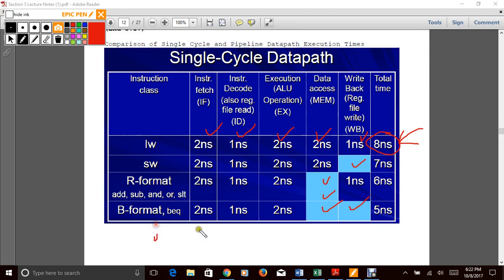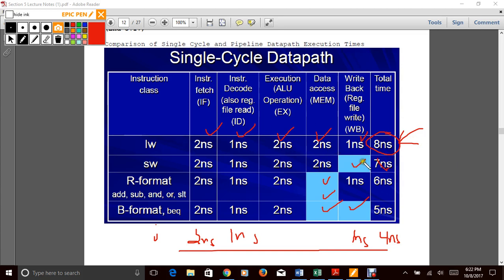For example, jump: you need to do the 2 nanoseconds of instruction decode. We don't do the execution stage. All we're doing is writing back, which takes 1 nanosecond. So the shortest one is 4. However, we have to use the same machine, so in this case it requires 8 nanoseconds, and that's it.